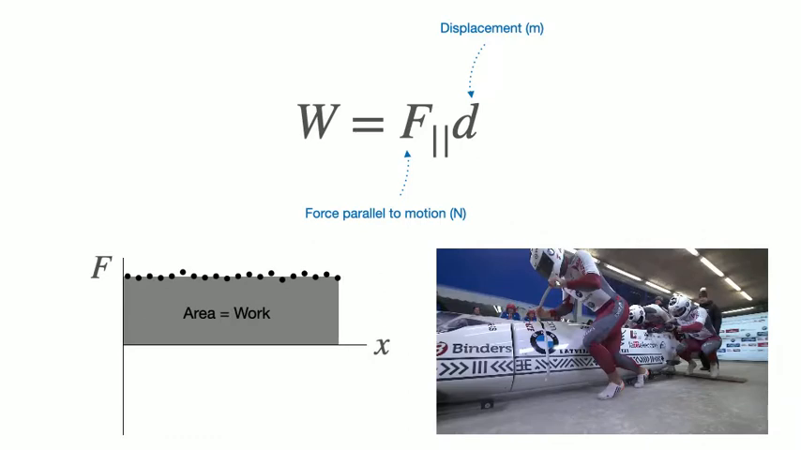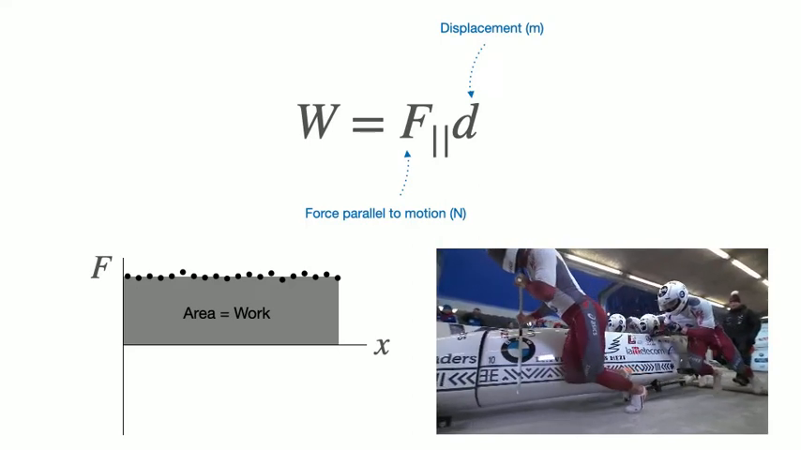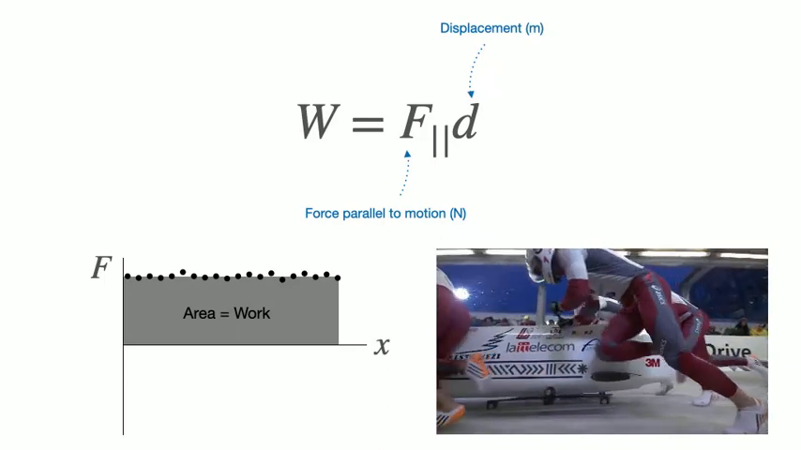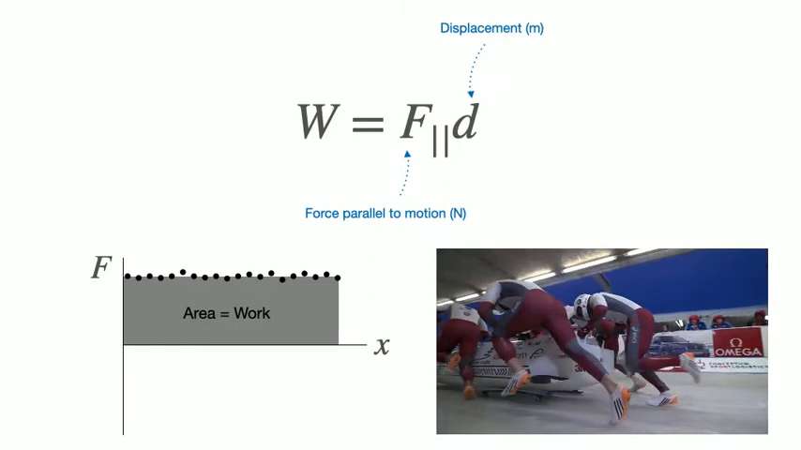This graph, for example, could represent the combined amount of force that this team of 4 athletes applies to their bobsled as it moves forward. When we show an area like this, it's really just a visual representation of finding the product of the quantity on the y-axis and the change in whatever quantity is on the x-axis. In this case, the product of force on the y-axis and displacement on the x gives us work done on the bobsled.